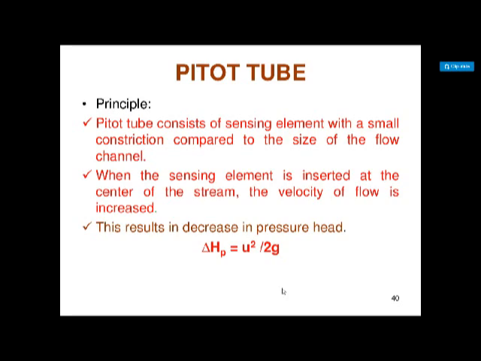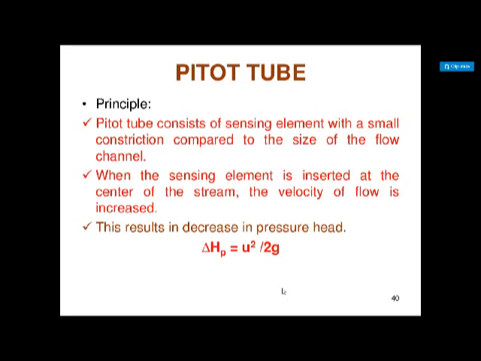Now, what is the principle of this pitot tube? It consists of a sensing element with a small constriction. It has a very small constriction compared to the size of the flow channel. When this sensing element is inserted at the center of the stream, the velocity of the fluid is increased, and this results in a decrease in the pressure head.